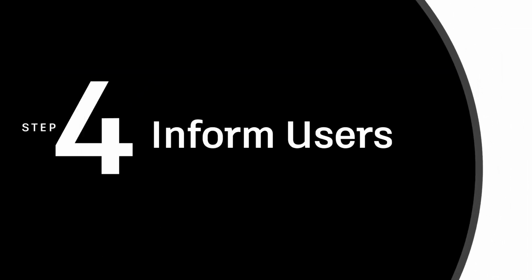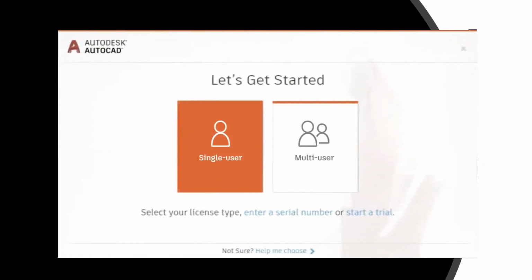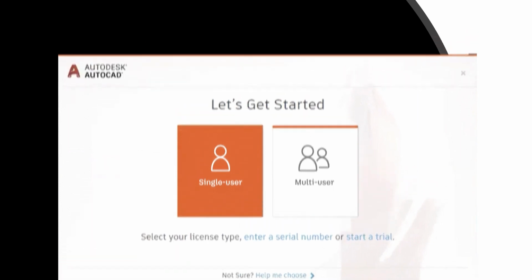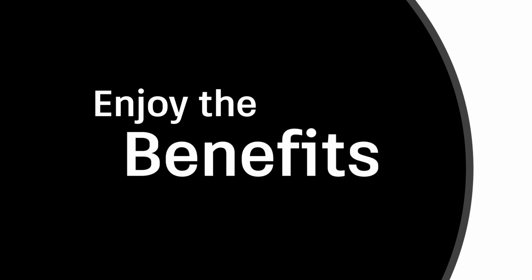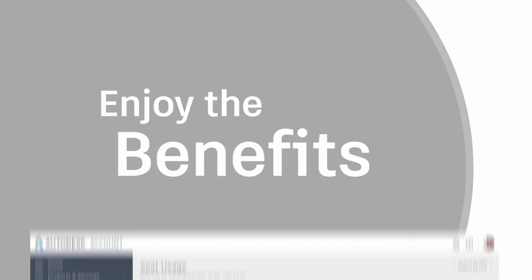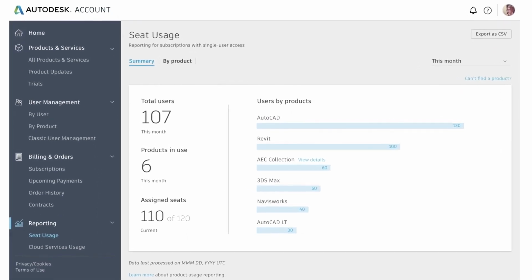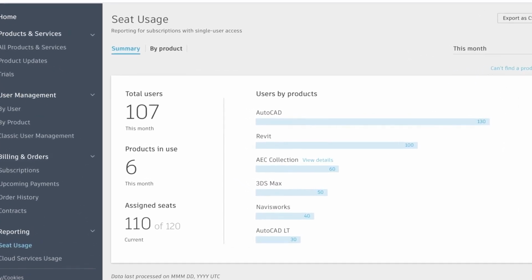4. Inform your users about the new sign-in process. They will be prompted to sign in the next time they open their software on any device they're working on. No need to enter a serial number or reinstall. Now, you and your users are ready to enjoy the benefits of our new plans, such as product usage reporting, which will start immediately after your users are set up.